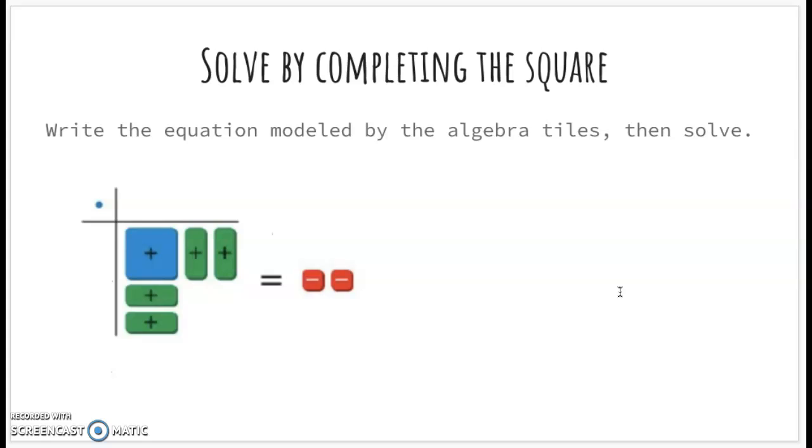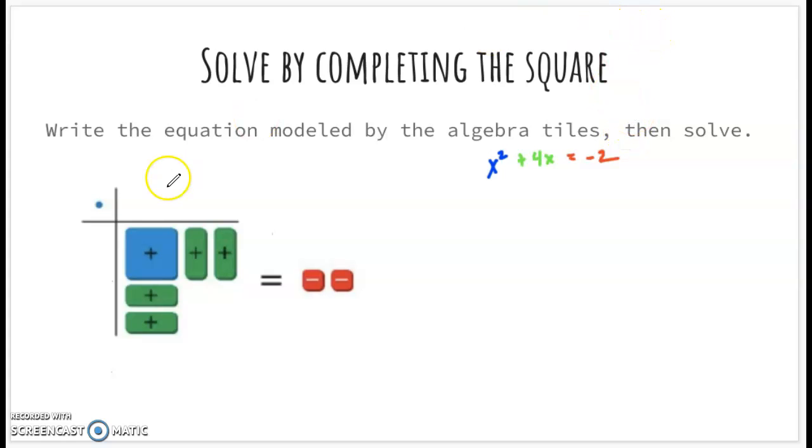All right, so let's take a look here. What you see here are some algebra tiles. We write out the equation that's modeled by the algebra tiles, then solve it. I see an x squared and 4 x's, so I have x squared plus 4x equals -2. That's what that equation looks like. So I've got x squared plus 4x equals -2.